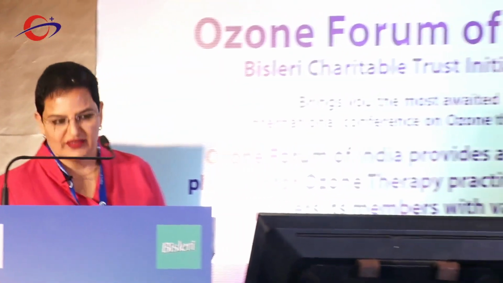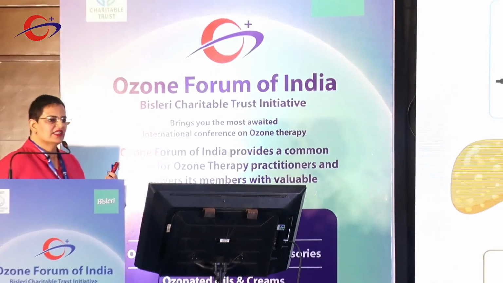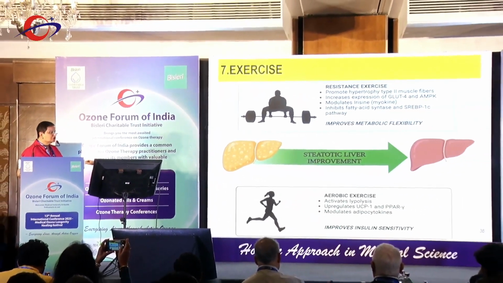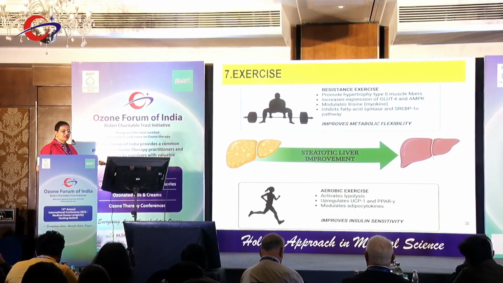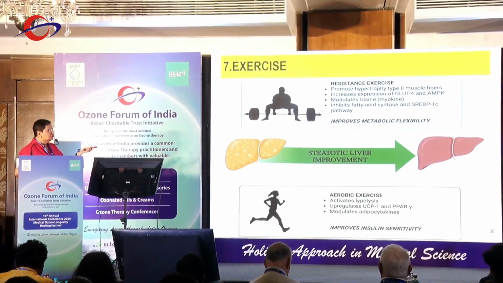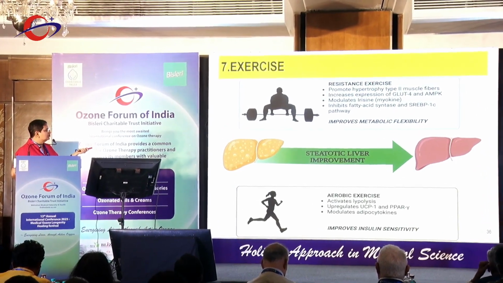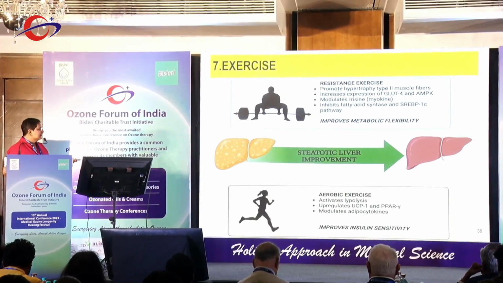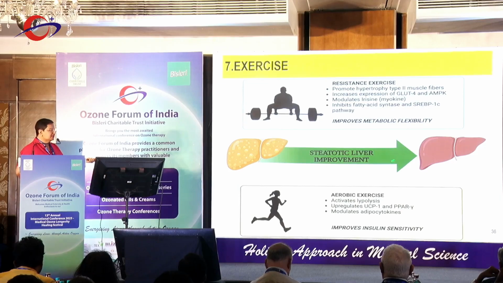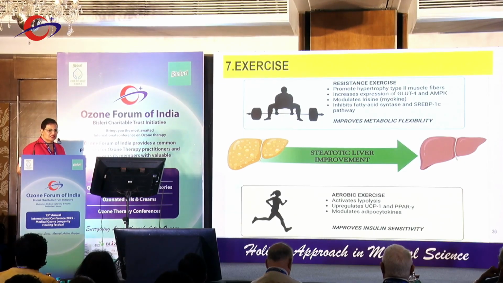Now if you are feeding your cells with glycogen and fat, you need to make sure these cells now utilize the food that it's been given. So unless you are able to move enough to burn that amount of calories which you have eaten, you also need to have resistance training, because you need to build muscles. Only then will you be able to improve the fatty liver and improve metabolic flexibility.